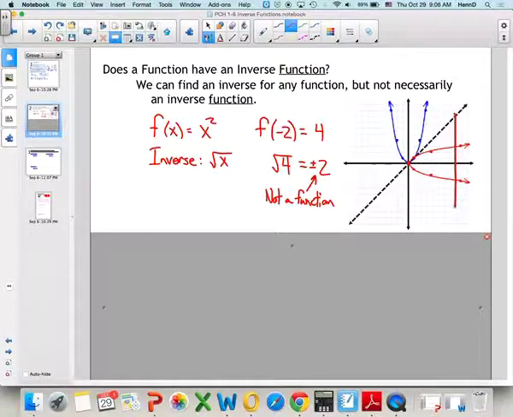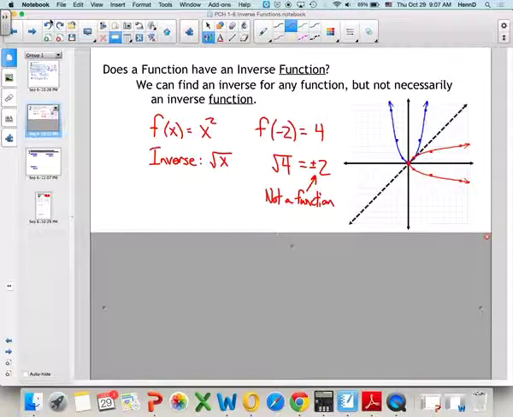It fails the vertical line test. So what we have to do in order to look at x squared and the square root of x as inverses, we would have to limit the domain here.